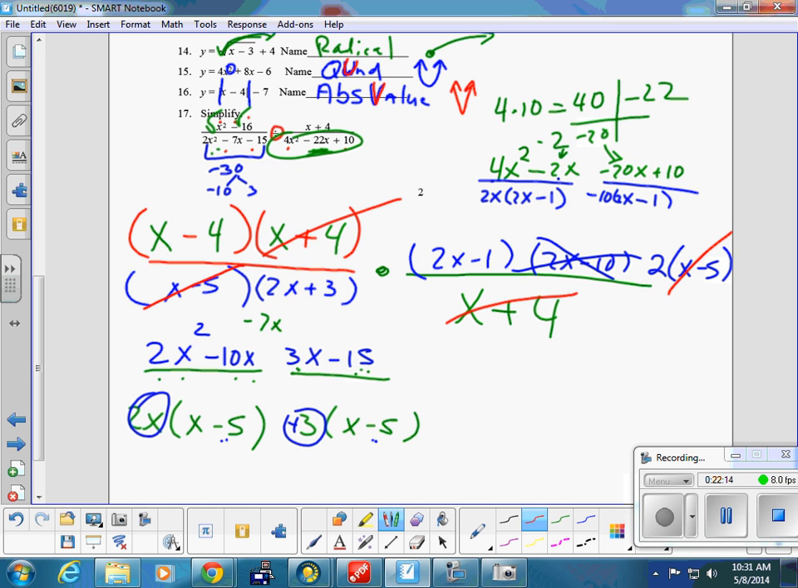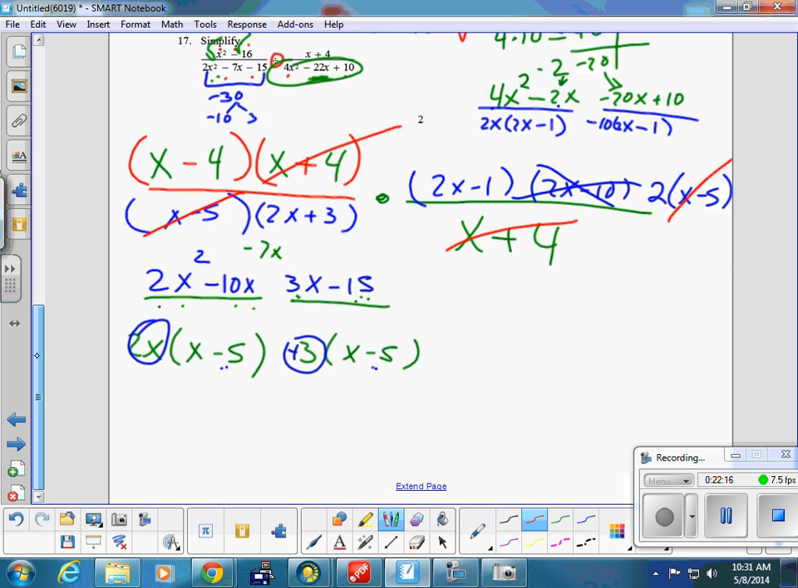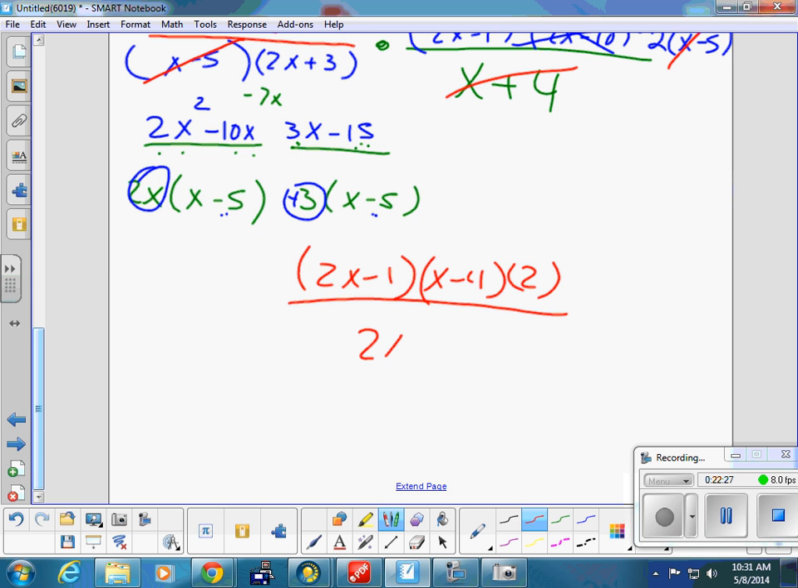So then we have to summarize our answer. Our answer summary is 2x minus 1 times x minus 4, and then that answer times 2 all over 2x plus 3. Now you're going to have to FOIL this out.